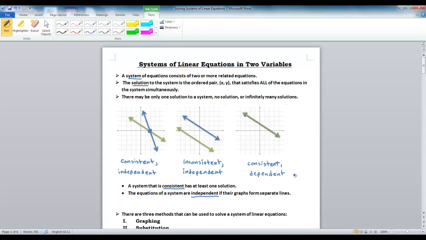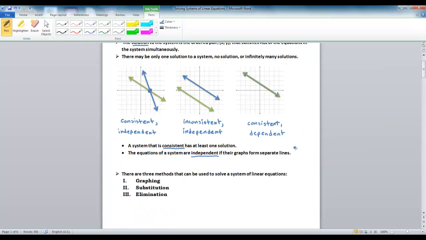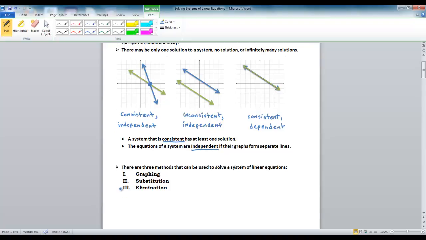In this video, we're going to look at three methods that we can use to find the solution to a system of equations. First, we can graph the system. Secondly, we can use a method called substitution. And lastly, we can use what's called elimination. Substitution and elimination are the two algebraic methods of solving a system. In this video, we'll focus on using the methods to solve systems that are consistent and independent. The other two kinds of systems are special cases, and we'll work with those in a separate lesson.